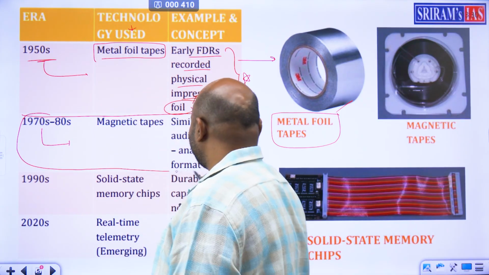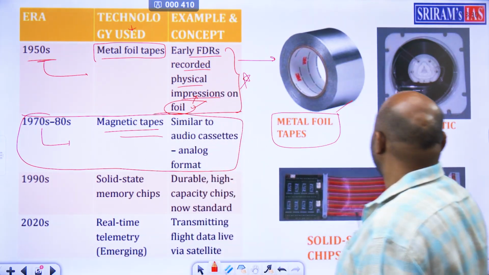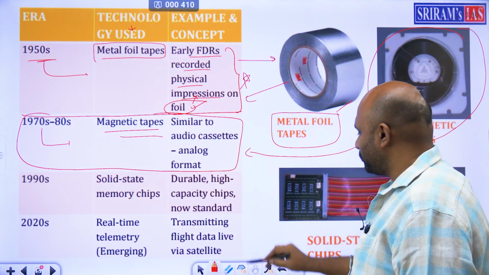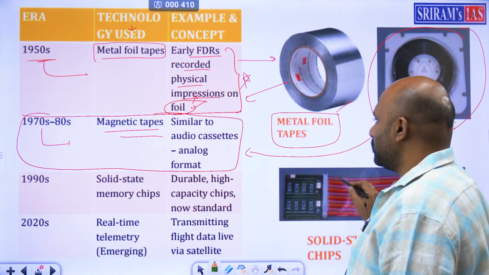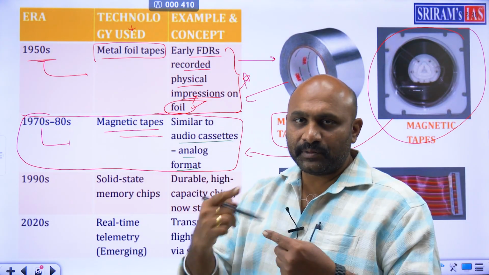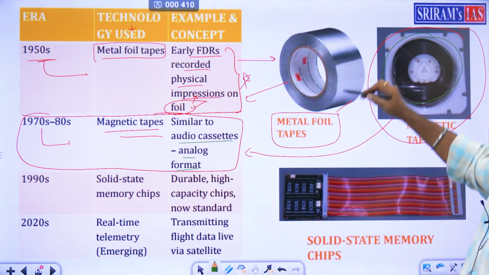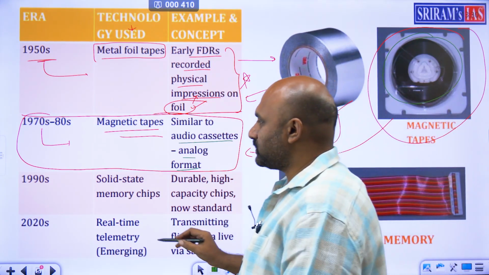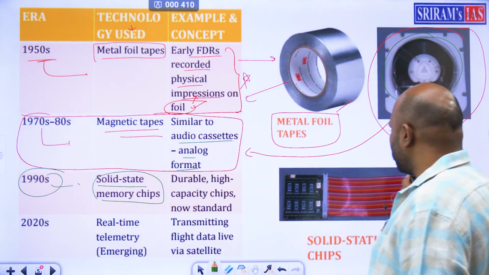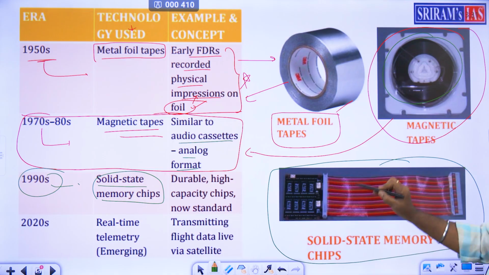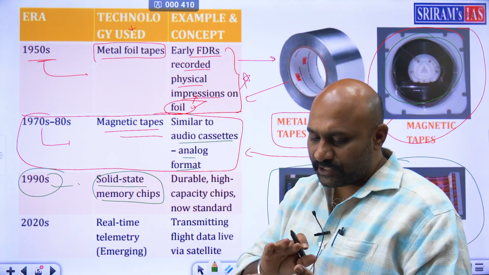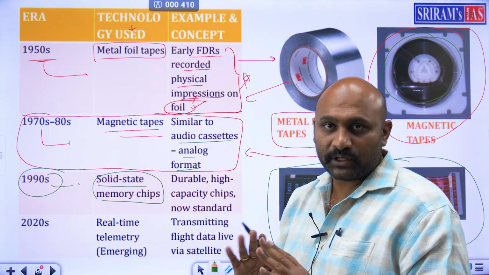In the 1970s, 80s, if you look at it, they used magnetic tapes. This is how the magnetic tape looks like. So moving on. Magnetic tapes are like audio cassettes, analog format. Just as recording happens on cassettes, it happens on magnetic tapes. This is how the magnetic tape looks like. So for your information. Next, in the 1990s, they started solid state memory chips. This is how the solid state memory chips look like. So chip manufacturing began, they started imprinting all those through the electromagnetic spectrum, they used to print everything on the tapes. That's how it used to happen.